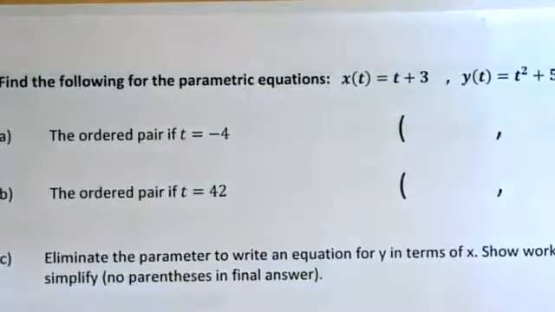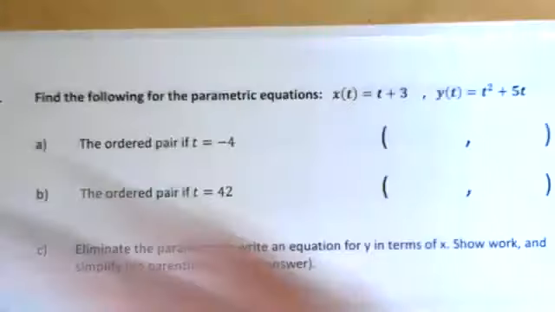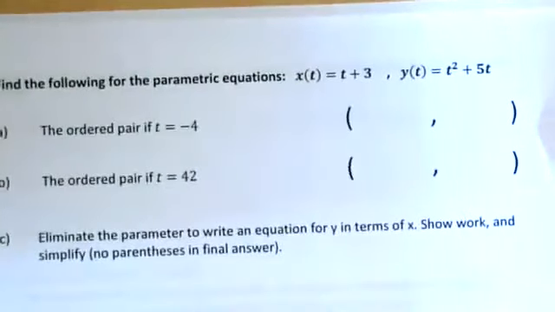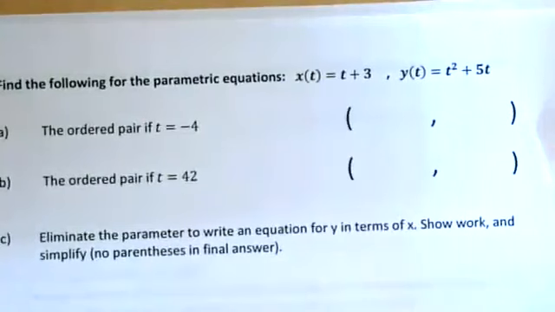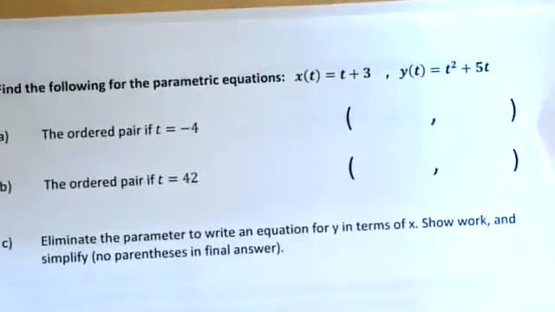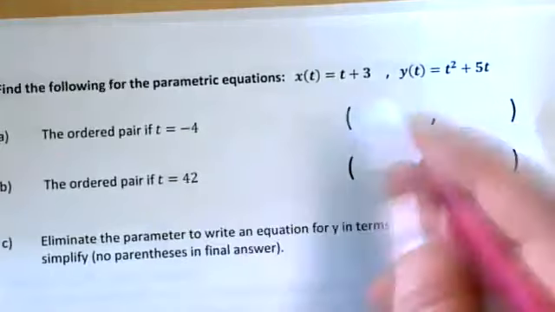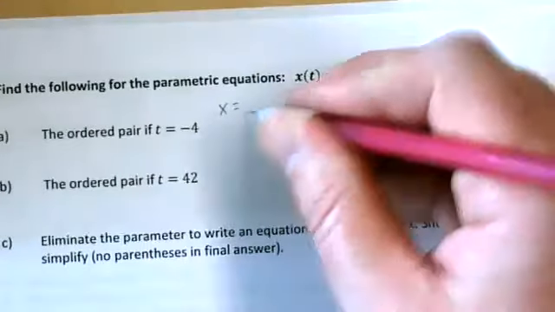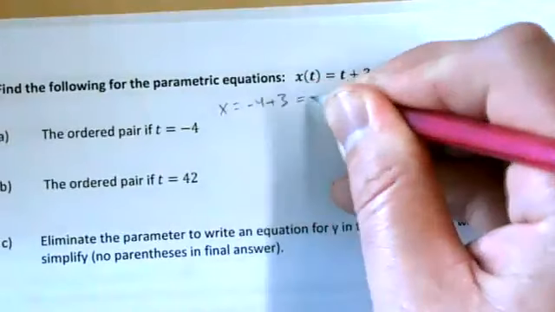All right, we got a set of parametric equations here. They want us to find the ordered pair if t equals -4 and t equals 42. So basically we just need to plug -4 in for t in x and for y. So for x, it'd be -4 plus 3, that's -1.